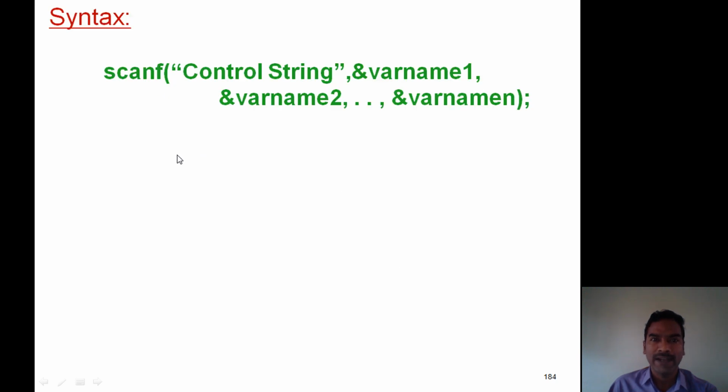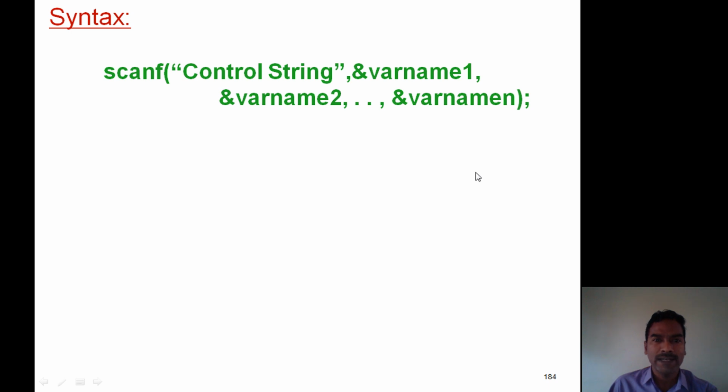This is the general format: scanf. Now it accepts two types of arguments. The first part is a control string within double quotes, comma. The second part is ampersand variable name 1, comma, ampersand variable name 2, comma, and so on, comma, ampersand variable name n. We are familiar with this format.